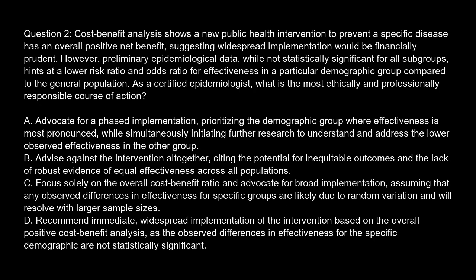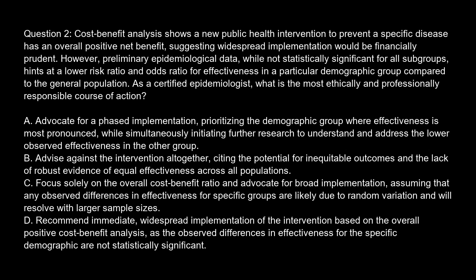Question 2. Cost-benefit analysis shows a new public health intervention to prevent a specific disease has an overall positive net benefit, suggesting widespread implementation would be financially prudent. However, preliminary epidemiological data, while not statistically significant for all subgroups, hints at a lower risk ratio and odds ratio for effectiveness in a particular demographic group compared to the general population. As a certified epidemiologist, what is the most ethically and professionally responsible course of action?